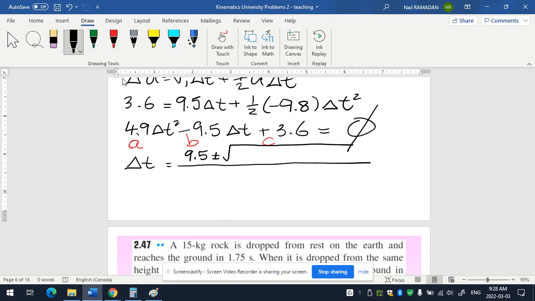What has to go here? Everyone, at the beginning, negative 9.5 squared, which is going to end up being positive. So that would be 90.25. 90.25 minus 4 times what? 4 times A, which is 4.9, times what? Times 3.6.